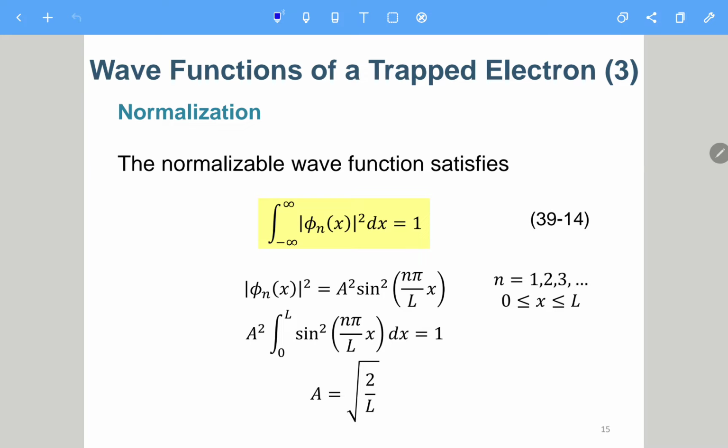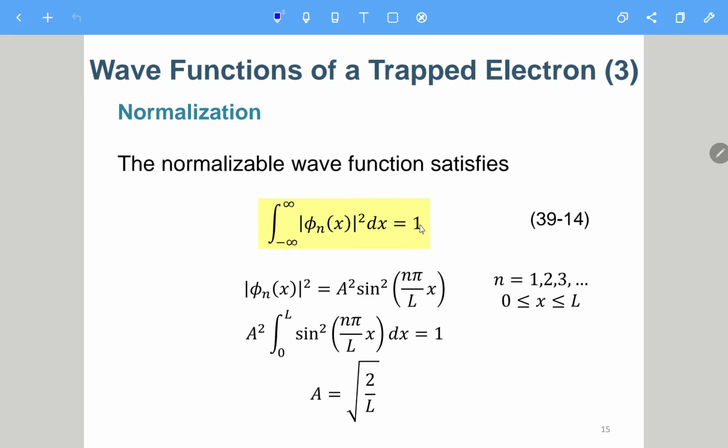Some wave functions can be normalized, which means that if you integrate the absolute square of the wave function from negative infinity to infinity, it gives a finite number. Then if you divide the wave function by the square root of this value, you make this integration equal to 1. But some wave functions are not normalizable.